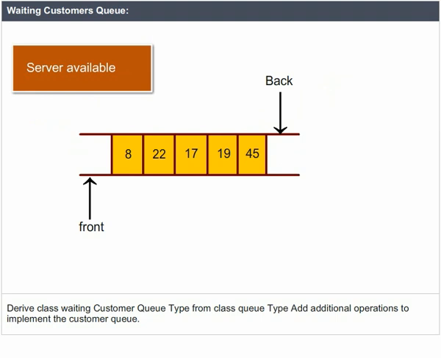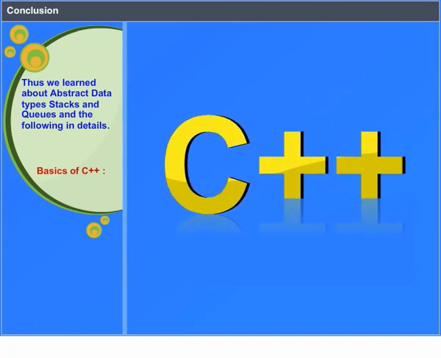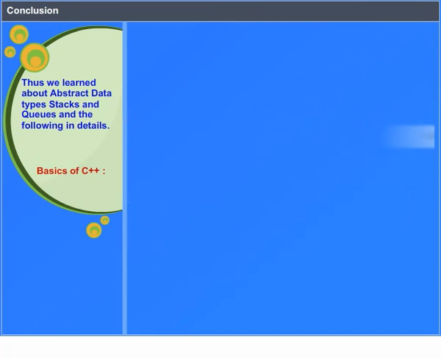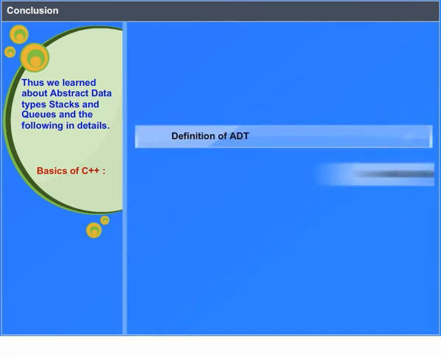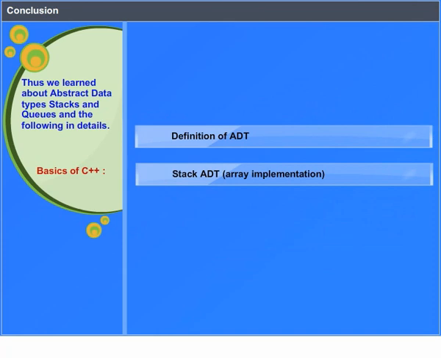Conclusion. Thus we learned about abstract data types, stacks and queues and the following in detail. Definition of ADT, stack ADT, array implementation, FIFO queue ADT, array implementation.